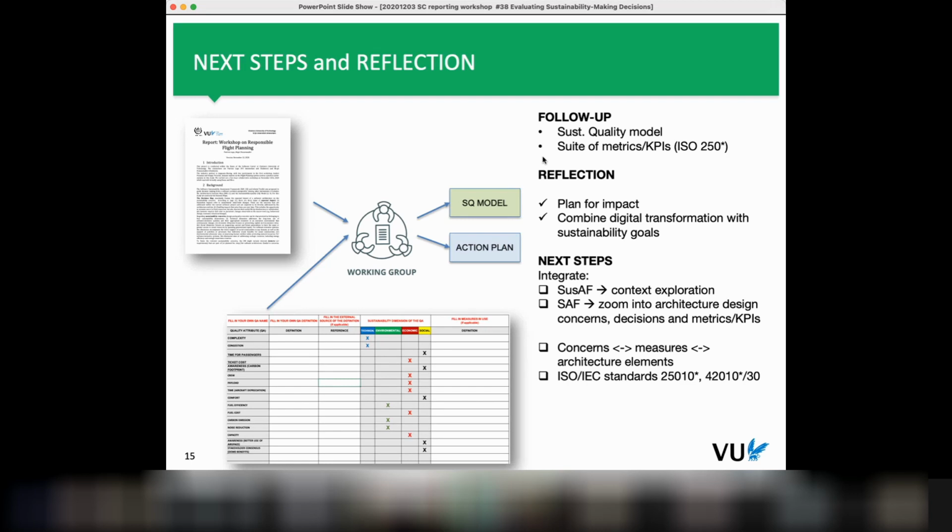Also a reflection from this merging of projects from SUSAF and SAF was as follows. We understood that with these instruments, we can better carry out informed architecture, so better plan for certain impacts that we can have as an objective. And in this way, better combine also the strategy of the company for digitalization and digital transformation with, at the same time, certain sustainability goals.